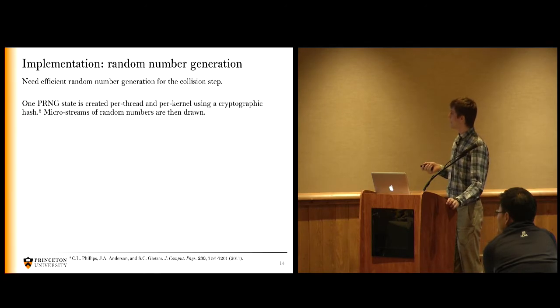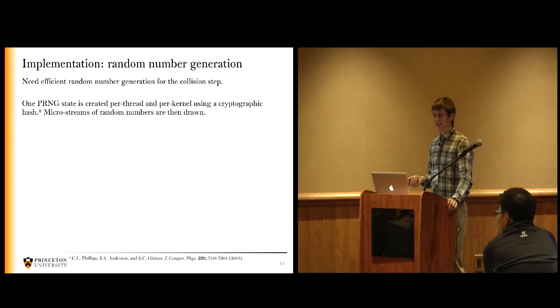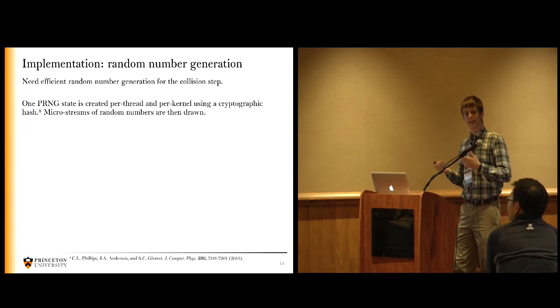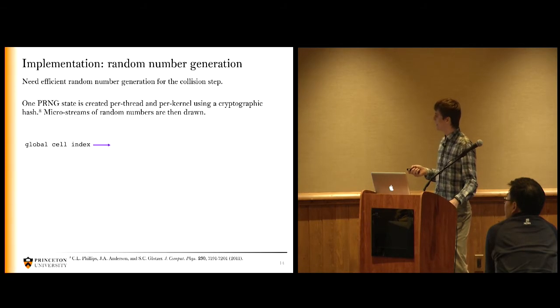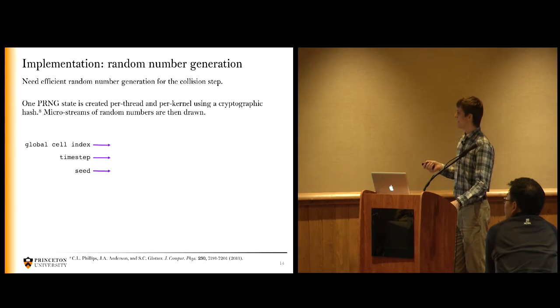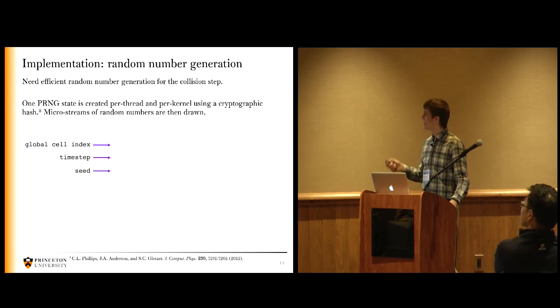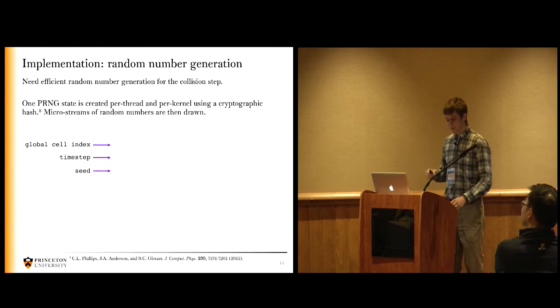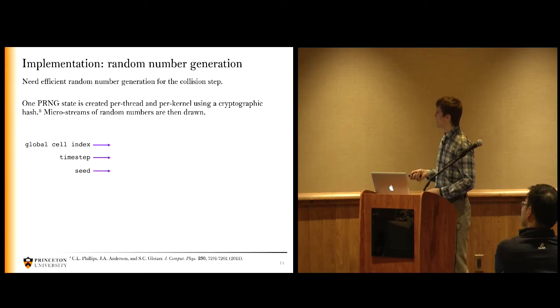So we use a different strategy that's used in HOOMD, where we first randomly generate a state for our random number generator using a cryptographic hash for every thread and every kernel launch. Then we generate microstreams of random numbers. Schematically, if I want to draw a rotation vector for a cell, I feed in 3 parameters. One is the cell index, which is basically a per-thread parameter, so every cell is unique. I feed in the time step, so that every time I do this operation it's going to be another unique number. And also a user-defined seed, which lets me randomize this between runs.